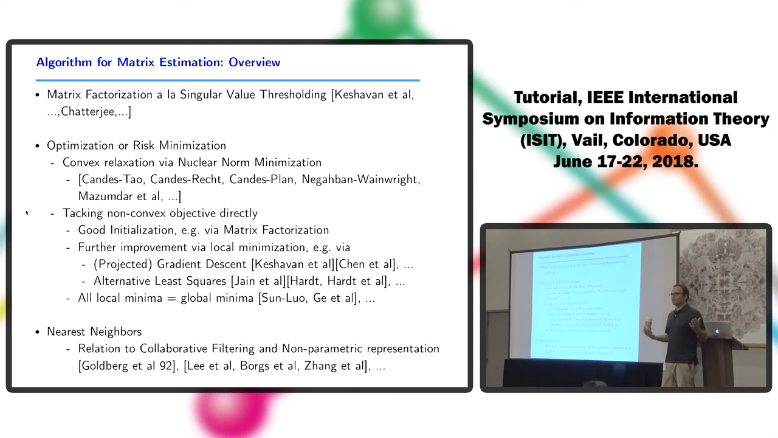The question is, what is the right nearest neighbor here? It's not so obvious, and that's where we got super excited about it. Interestingly, there is a class of algorithms called collaborative filtering that everybody uses in practice, and it works wonders. The question is why? It turns out this algorithm and non-parametric representation have a very tight connection, and that's what we'll go through.